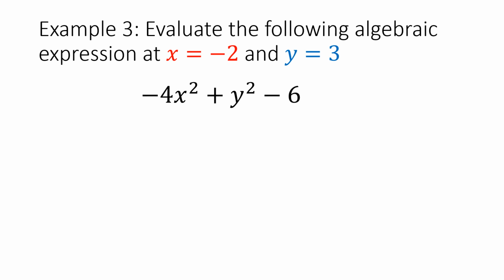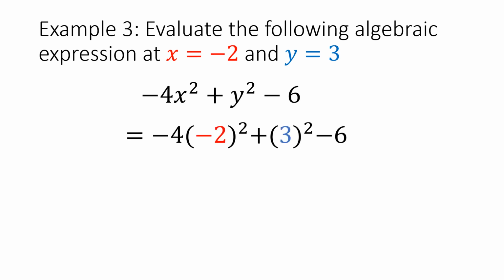All right, let's look at a little bit of a harder example. Example 3, evaluate the following algebraic expression at x equal to negative 2 and y equal to 3. Negative 4x squared plus y squared minus 6. Again, anywhere I see a variable, I'm going to put parentheses. Inside of those parentheses, I'm going to put the number that the variable equals. So I'm going to have negative 4 parentheses negative 2 squared plus 3 squared minus 6. So again, I've replaced x with negative 2, and it's surrounded by parentheses, and then I replace my y with 3 inside of the parentheses.